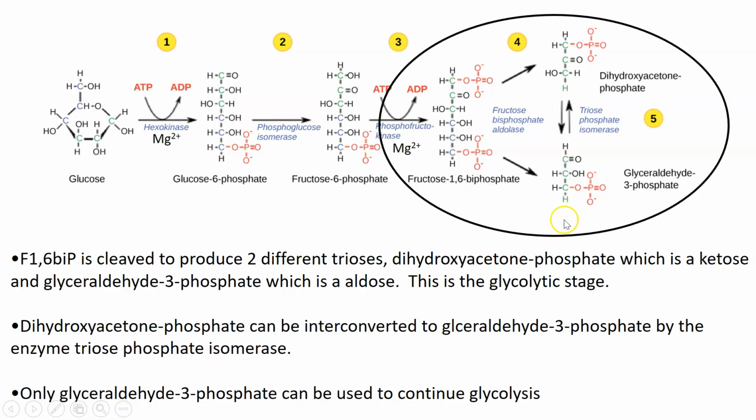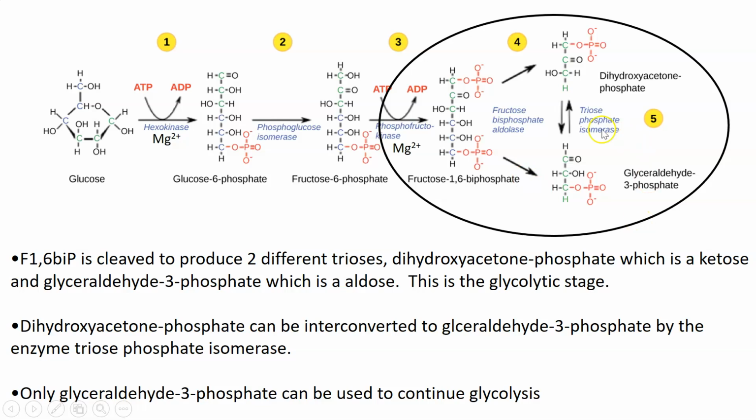Okay, so this is done by fructose biphosphate aldolase. Okay, and we get the production of dihydroxyacetone phosphate and glyceraldehyde 3-phosphate. So this fructose 1,6 biphosphate is cleaved to produce 2 different trioses. Okay, these are both trioses, 3 carbons. Okay, dihydroxyacetone phosphate, which is a ketone, okay, and glyceraldehyde 3-phosphate, which is an aldehyde. Okay, ketone there and an aldehyde there.